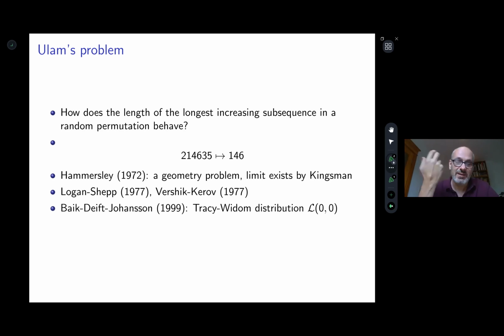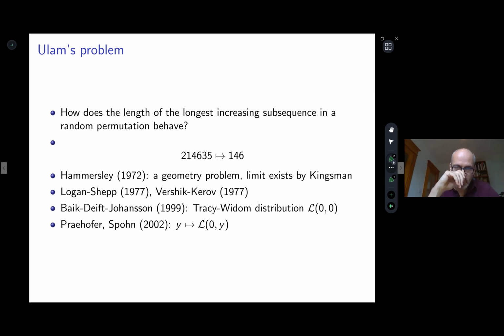Then it waited 22 more years to actually find the distribution. When you subtract that mean and scale the right way, what will be the distribution? This was called the Tracy-Widom distribution, which was already understood from random matrices at the time. It's the limit of the top eigenvalue of a Hermitian symmetric random matrix.